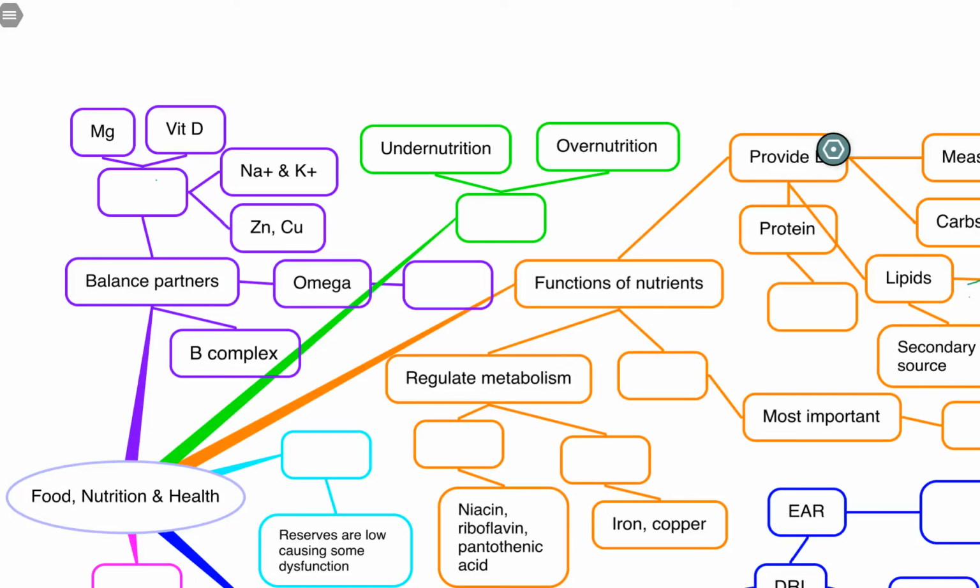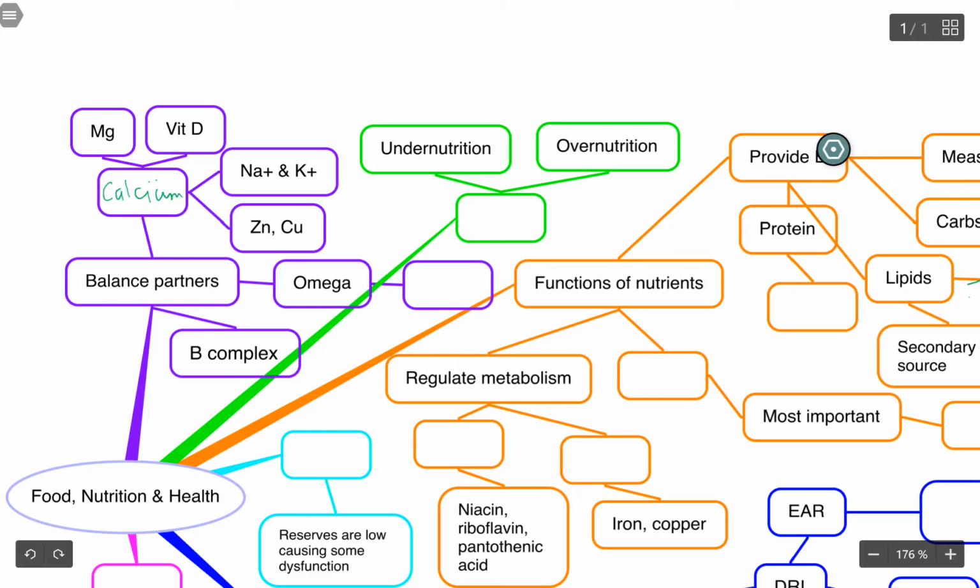Let's take a look at our food, nutrition, and health. Now we started off the chapter looking at a bunch of different balance partners because a lot of these nutrients have to work in conjunction with one another. Calcium is one in particular that had a bunch of different balance partners.